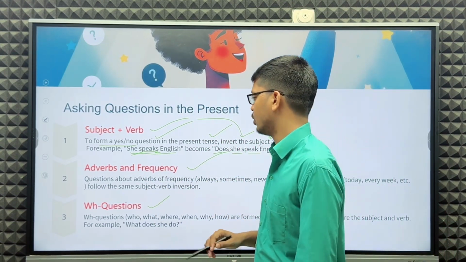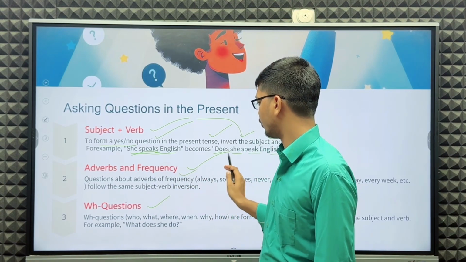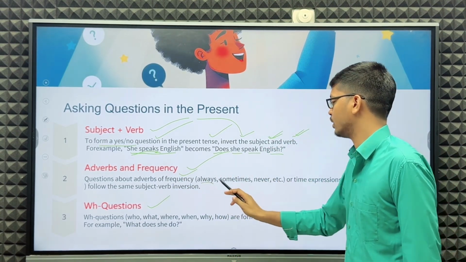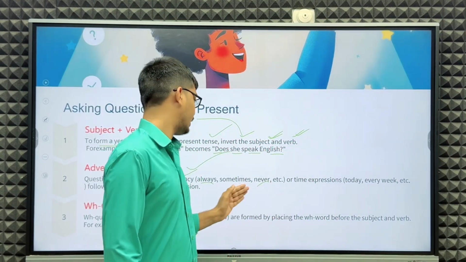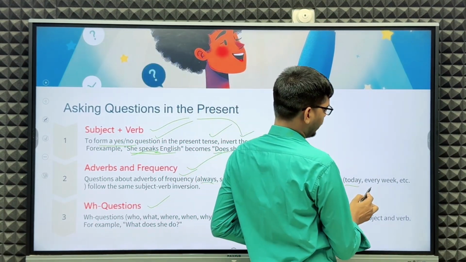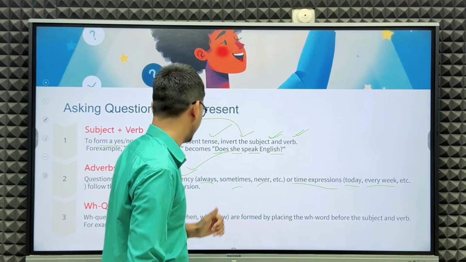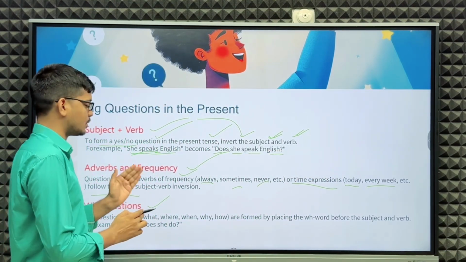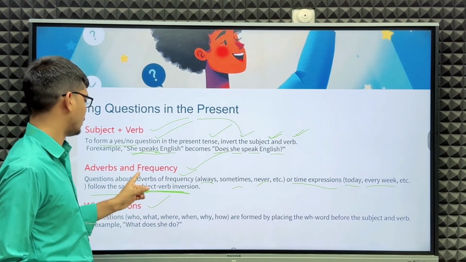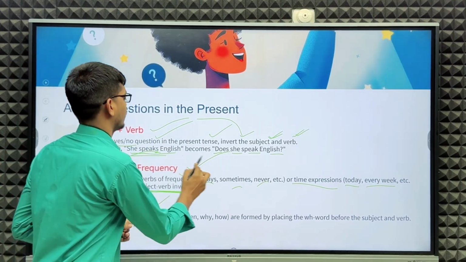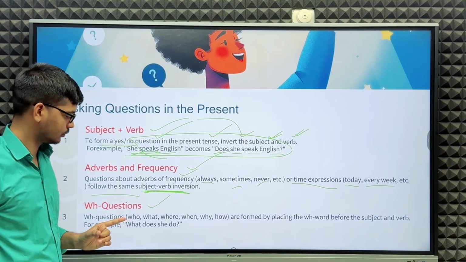Questions with adverbs of frequency, like always, sometimes, never, and time expressions like today, every week, etc., follow the same subject-verb inversion. Follow the same manner.